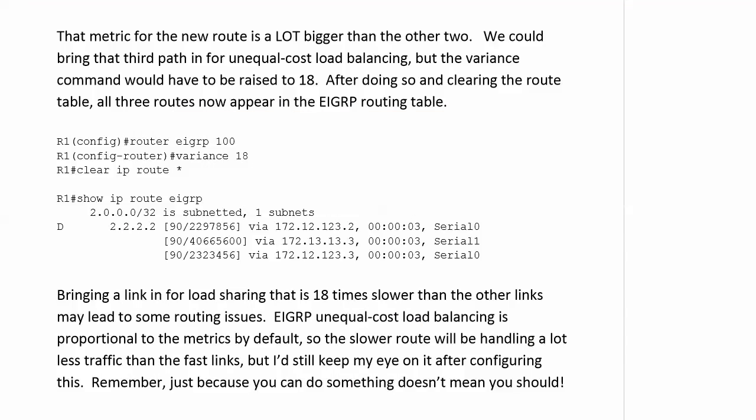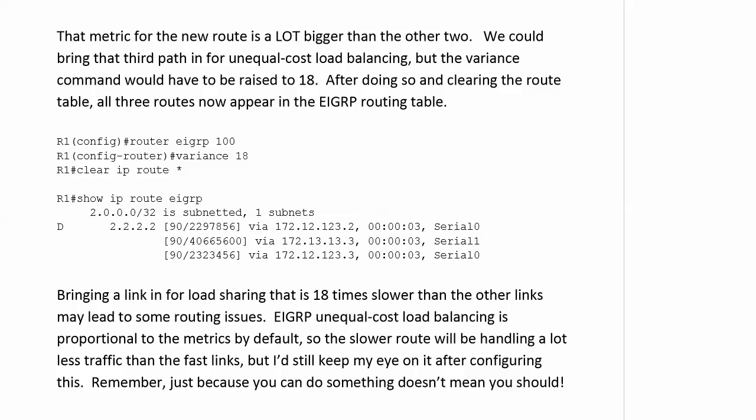So we have successfully brought that link in via unequal cost load balancing and using the variance command. And to get that 18, all I did was divide that 4,065,600 by 229,78,56, and it came out to something like 17.4. So I just raised it up to 18 because 17 wouldn't have done it. Now here's the deal. EIGRP unequal cost load balancing is proportional to the metrics by default. So EIGRP in this case would not try to shove 1/3 of the load on each of these 3 links, because EIGRP is very smart and it's going to look at this and say, okay, I got two links that are pretty close to each other, and I got one link that's much slower, 18 times slower, so it would proportionally divide the load up.